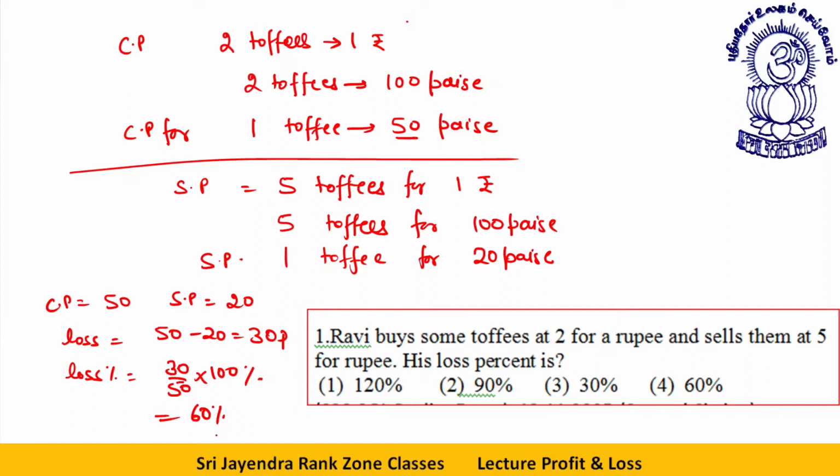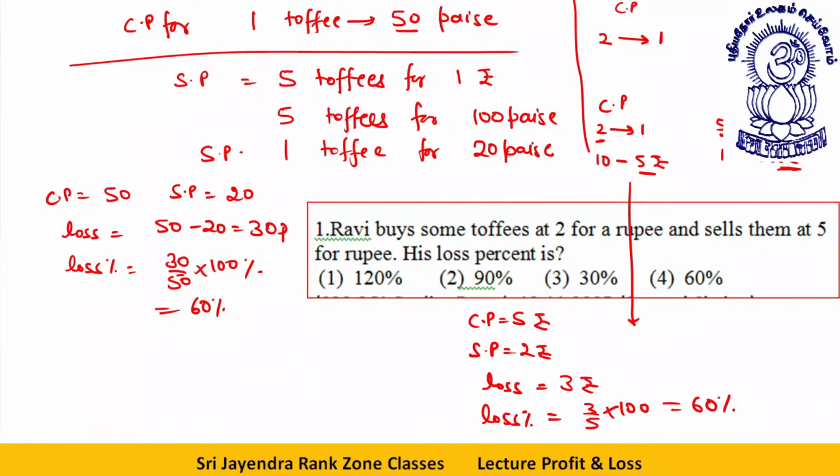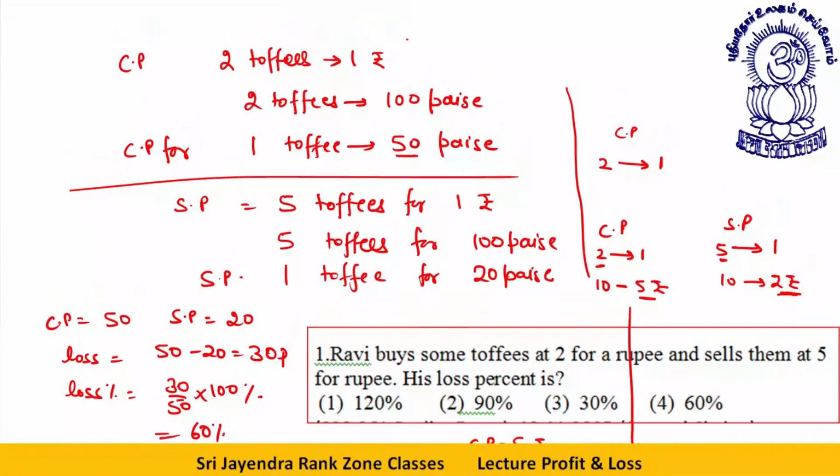Okay, dear students. Next is, could we have done it by another method? See, students, initially there are two toffees, and Ravi buys some toffees at 2 for a rupee. I think some portion did not get recorded. I'll tell you another method again.